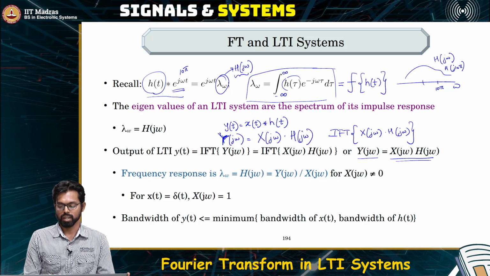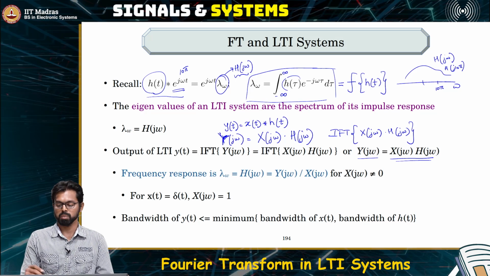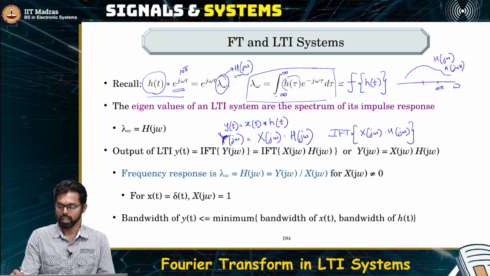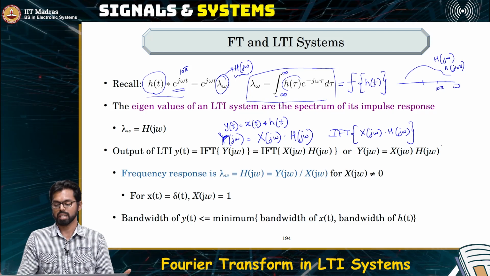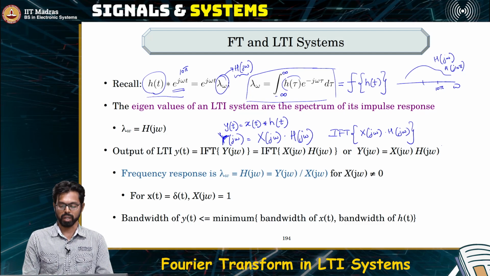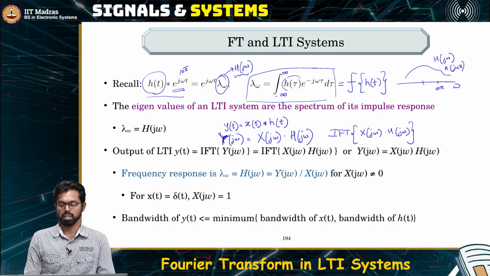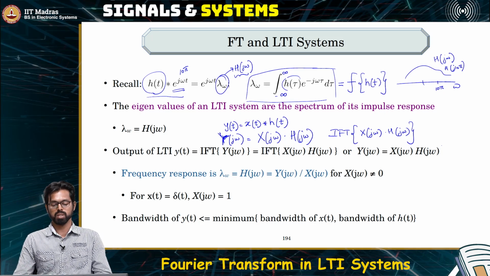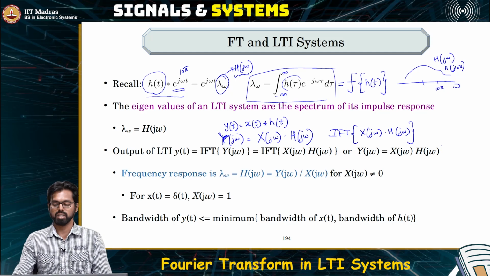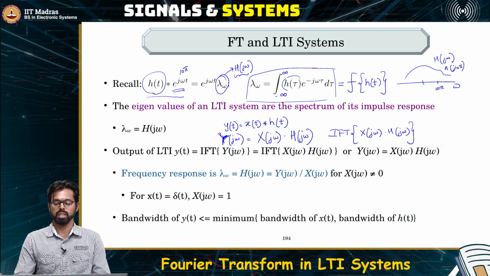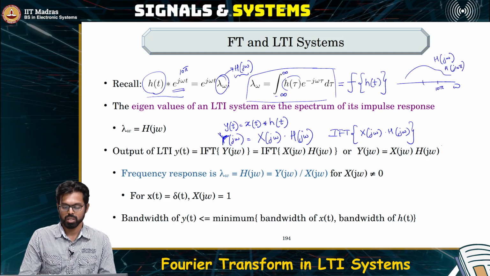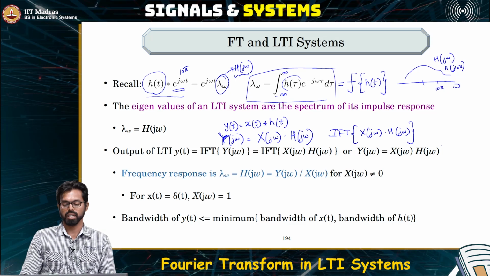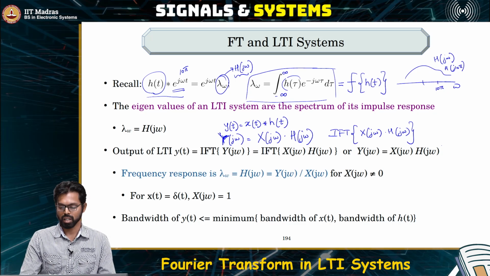So we saw that earlier, right? Whenever you are multiplying two spectrums, the output will contain only those frequency components that are in the intersection of these two spectrums. So the output of an LTI system can never produce a frequency component that is not present in the input or in the impulse response. This is the important property of an LTI system with which we will construct filters and other kinds of systems and analyze them.